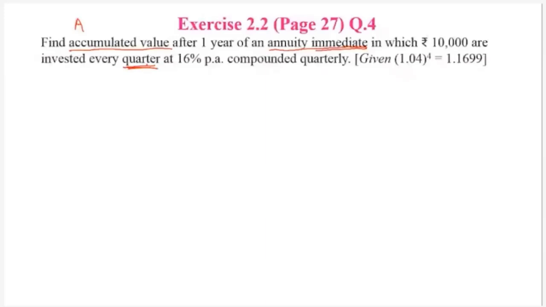You will remember in the last lecture, the last sum was semi-annual; in this one it is quarterly. At 16% per annum compounded quarterly. Yes, correct, a quarter is 3 months. Okay, how many quarters are there? What will we do with R?